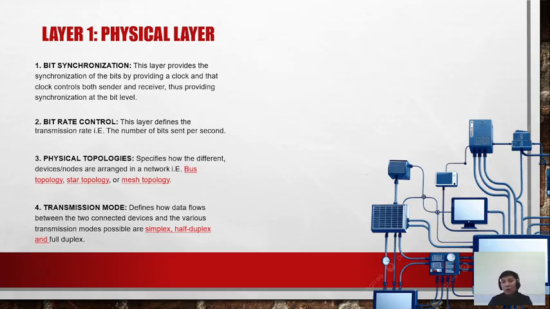So for example, in simplex, data flows in one direction only. In half duplex, data can go both ways but not at the same time. And in full duplex, data can be sent and received simultaneously. So overall, this layer ensures that data can physically travel from one device to another in a clear and organized way. And next layer we have the data link layer.